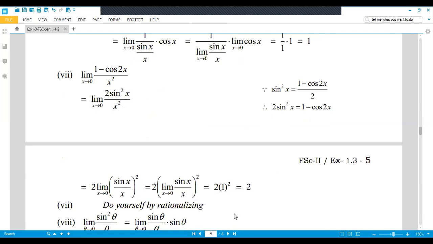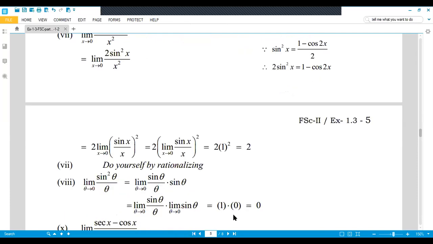In the seventh part, you are given the limit x approaches 2 of under root x minus under root 2 divided by x minus 2. So you rationalize it by multiplying and dividing by under root x plus under root 2. So do the seventh part by rationalization, and the eighth part is sine square theta divided by theta.